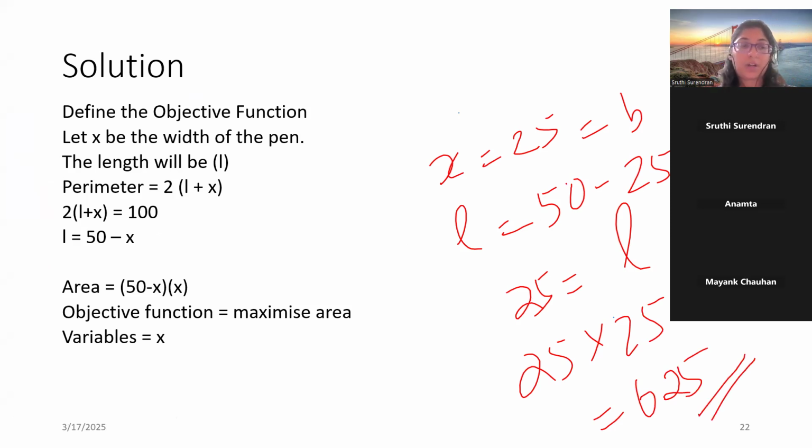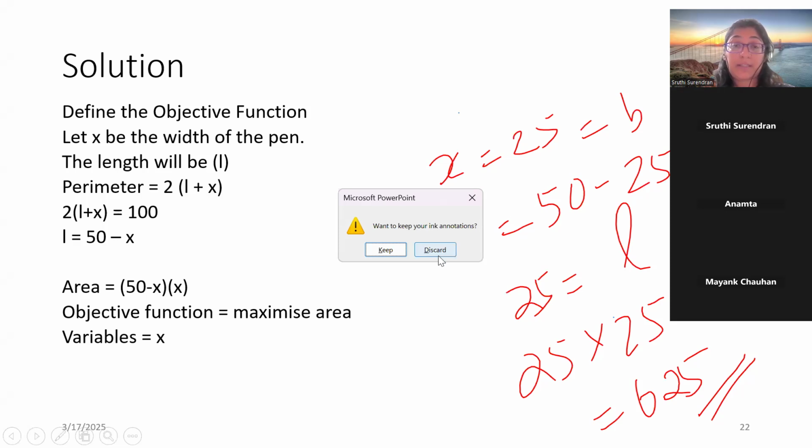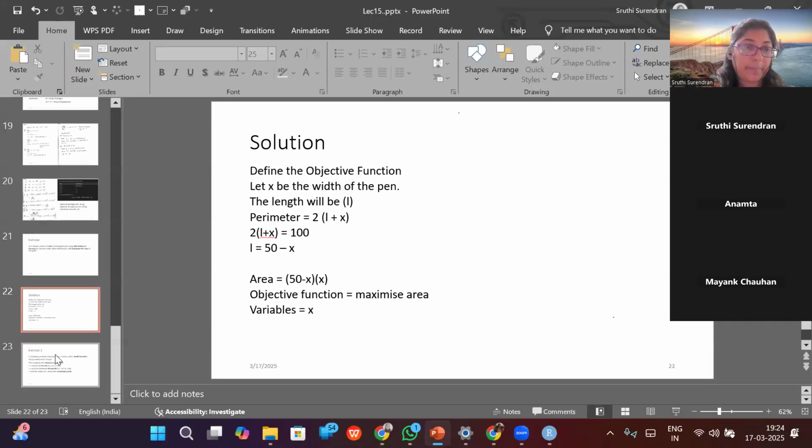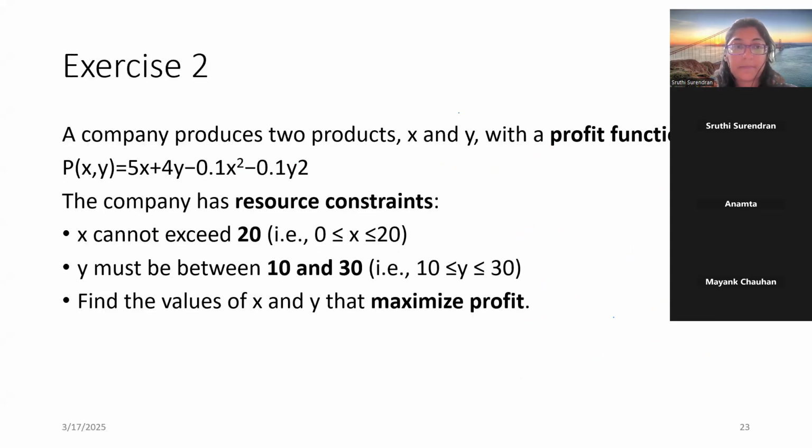So again, I don't know how Mayank did it, but if you're doing the derivative, it is correct. And if you do it using the optimizer, we get this value. Now let's go to a second problem.